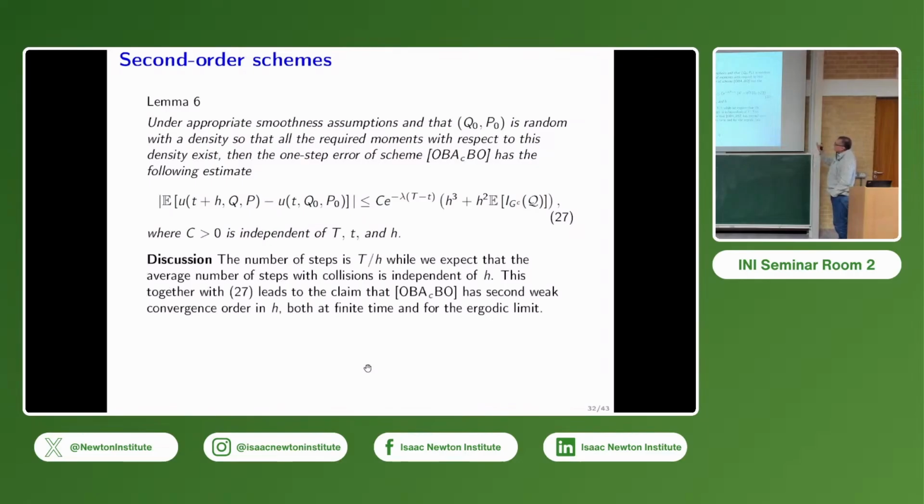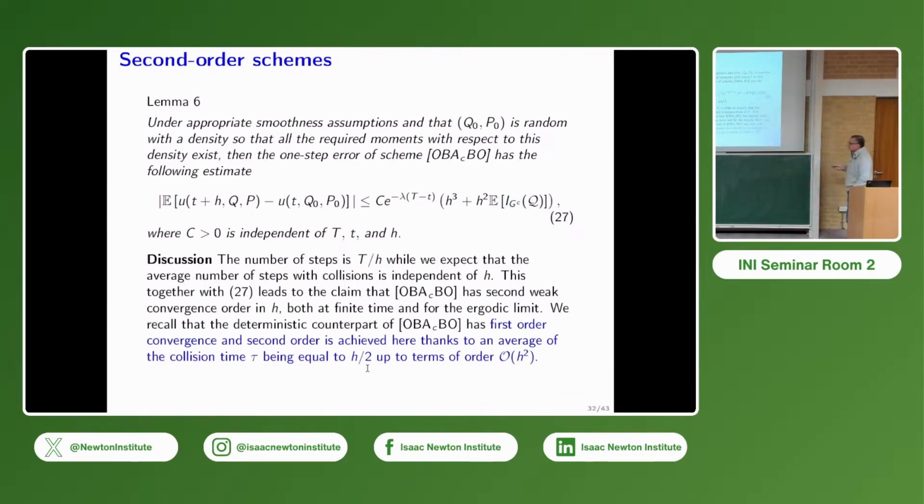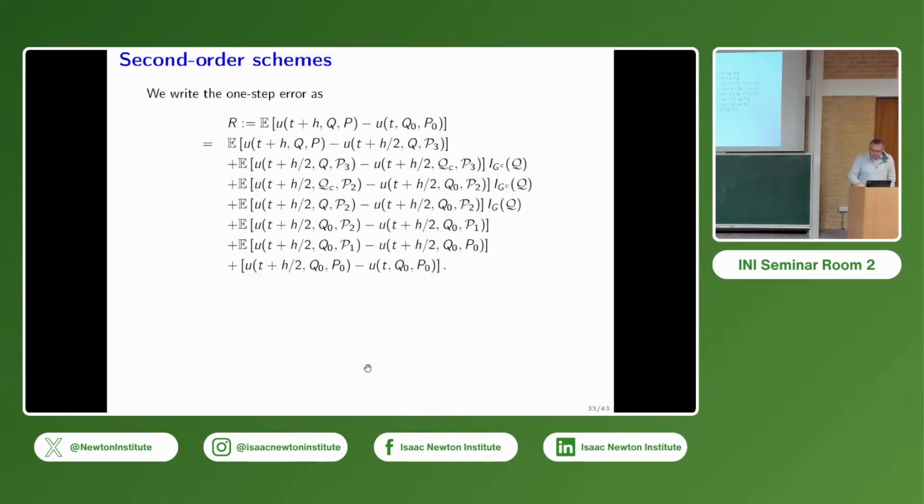So based on this lemma, we can prove second order convergence by the same argument. So this will become h squared, and the number of those is independent of h, and we will be done. So why does it work in the stochastic case? It turns out that this tau is not equal to h half, but on average it's very close to h half, up to terms of higher order. And that gives the reason why we are having second order convergence.